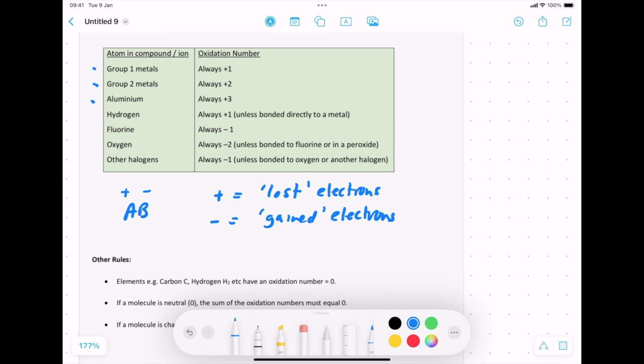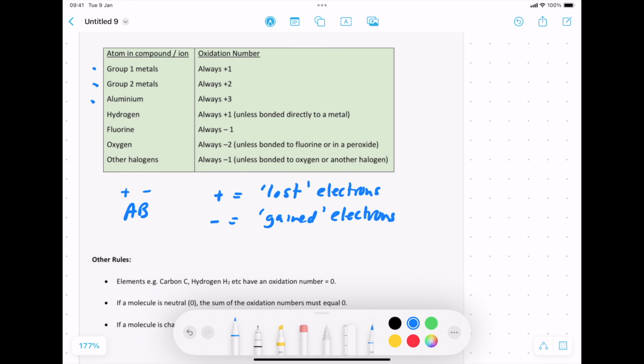Now notice group 4 is missing, because group 4 could be +4 or -4, and that depends on the compound. So once you get practice at this and more experience, you will know when an element in group 4 will be plus or minus, depending on what it's bonded with. Then for group 6, it's -2, group 7 is -1, and then group 8, the noble gases, would be 0, in the case of them being a standalone element and the fact that they have a full outer shell.